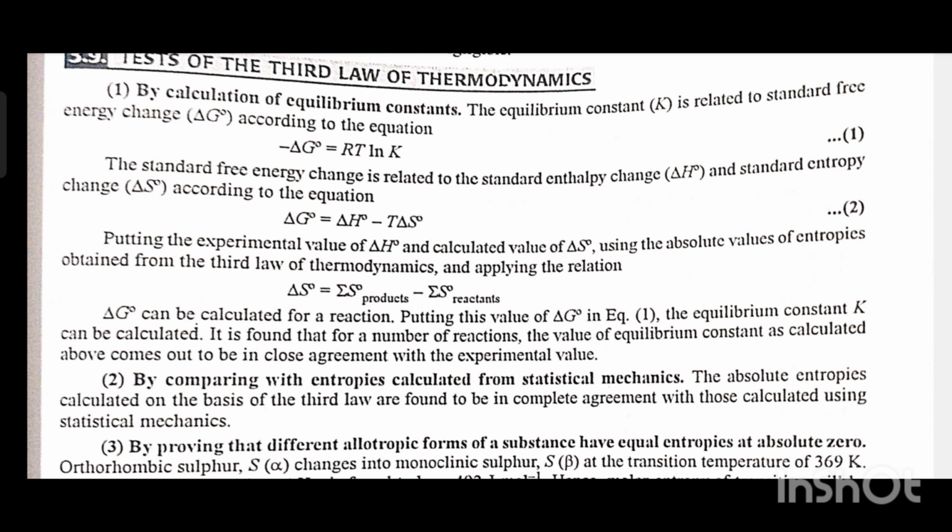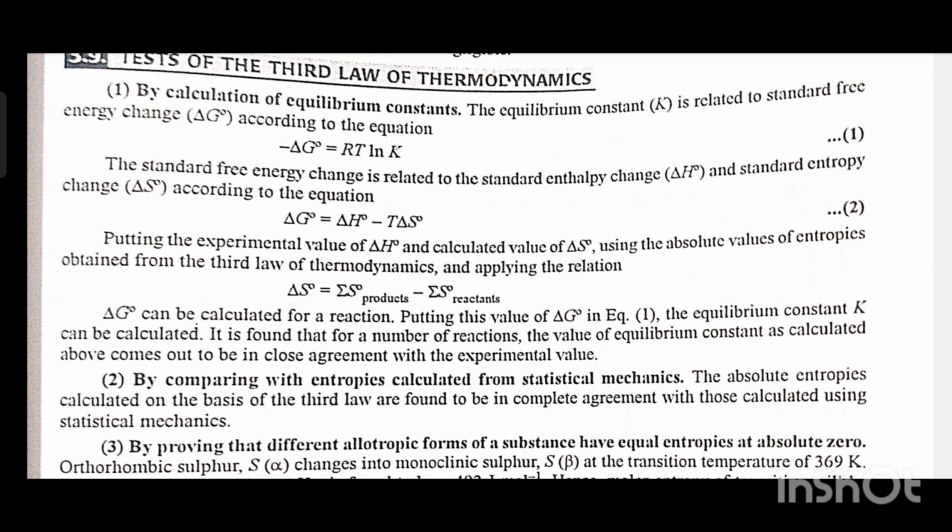The standard free energy change is related to the standard enthalpy change delta H naught and standard entropy change delta S naught according to the equation delta G naught equals delta H naught minus T delta S naught. Equation 2. Putting the experimental value of delta H naught and the calculated value of delta S naught, using the absolute value of entropy obtained from the third law of thermodynamics and applying the relation delta S naught equals summation S naught of products minus summation S naught of reactants.